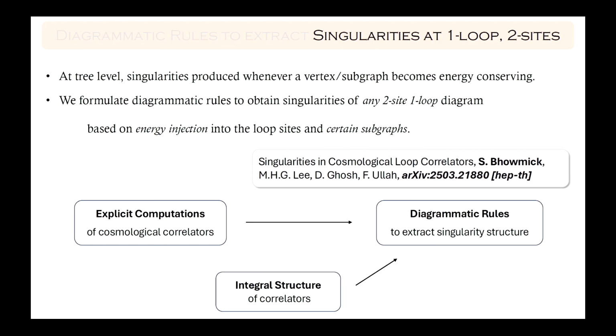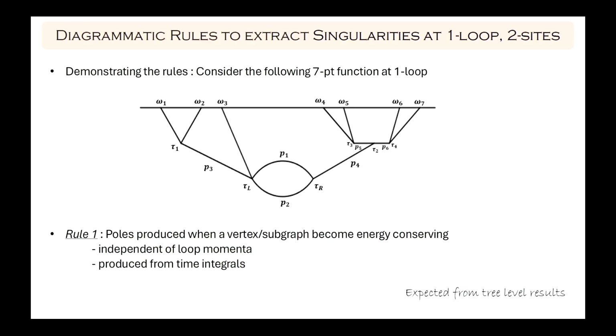So what we did was, we inspected the integral structure of correlators, which allowed us to formulate diagrammatic rules that you can use to list out the singularities that an n-point function at one loop will have without having to perform any computations. All you have to do is identify certain subgraphs and the external energy injection into these subgraphs. I would have liked to demonstrate the rules, but I really do not have time.